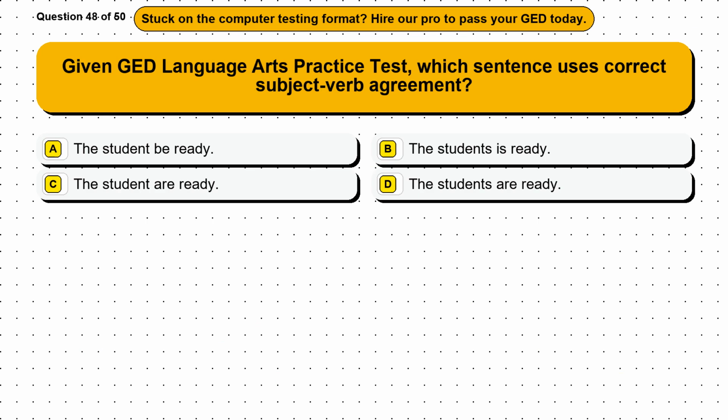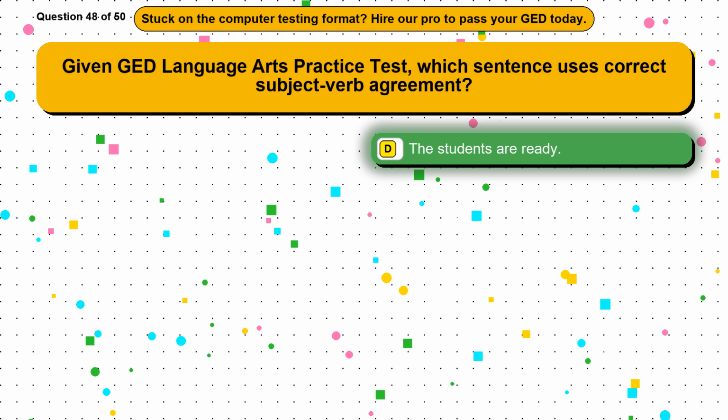Question 48. Given GED Language Arts Practice Test, which sentence uses correct subject-verb agreement? Option A, The student be ready. Option B, The students is ready. Option C, The student are ready. Option D, The students are ready. The correct answer is option D.